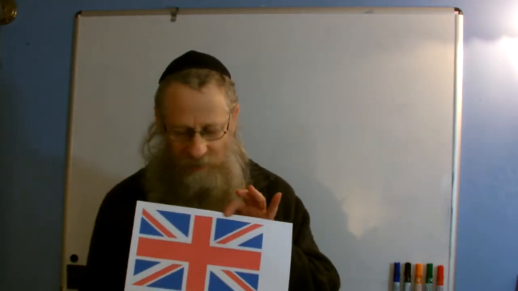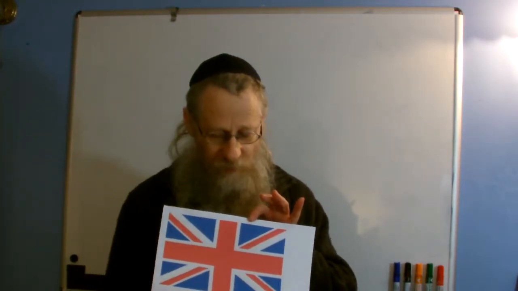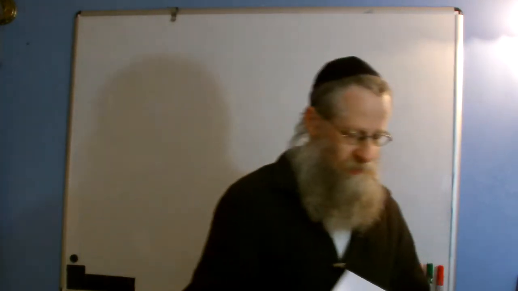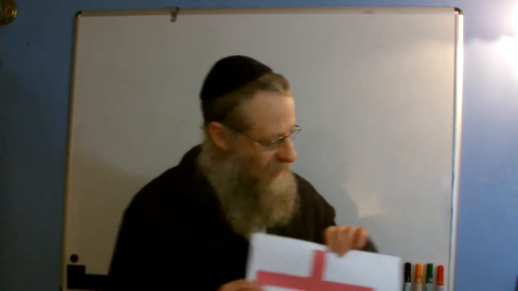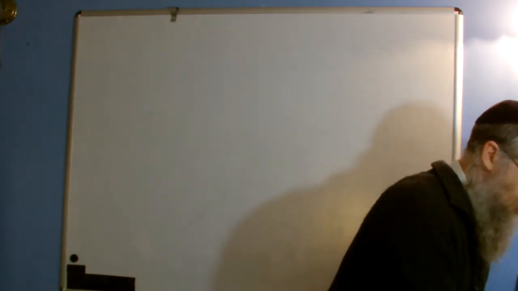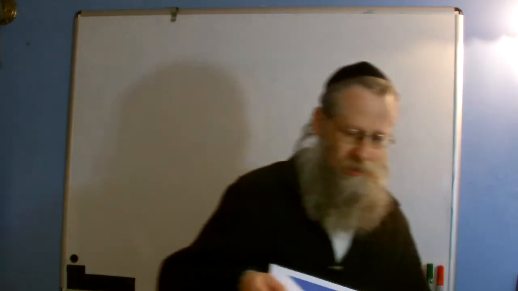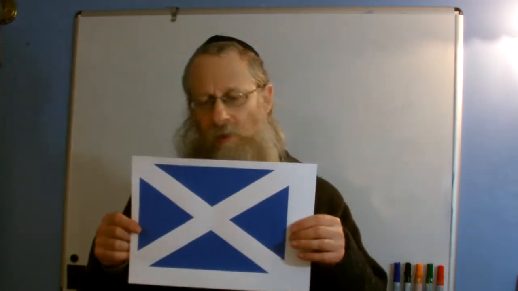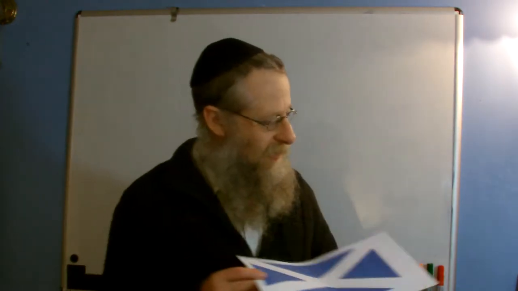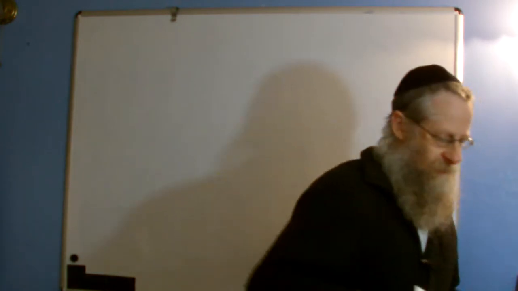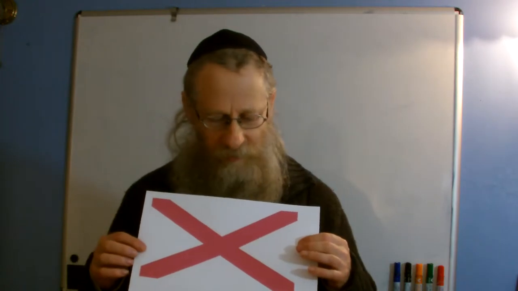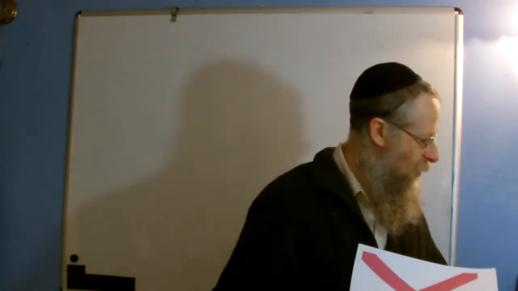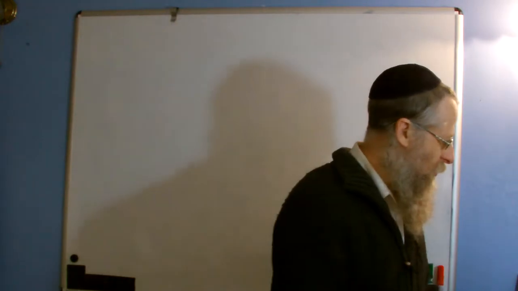This is the Union Jack, and it actually comprises three flags in one, and they are the English flag, which is the red cross, and the Scottish white saltire on a blue background, and then there is the Irish saltire, which is a red saltire on a white background, and they come together to make the Union Jack.